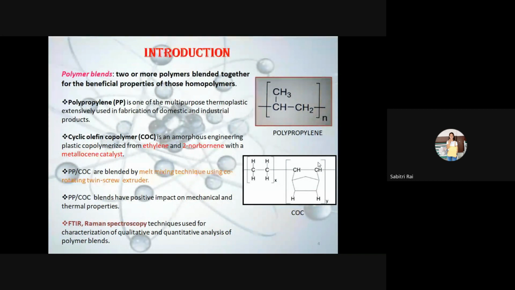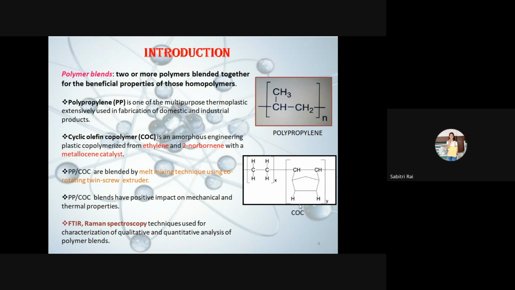Firstly, I will move on to the introduction. As you can see here on the screen, polypropylene is a multi-purpose thermoplastic. It has characteristics like excellent rigidity, outstanding fatigue resistance, superior chemical resistance, and it is a good steam barrier. And this is the molecular structure of polypropylene. Cyclic olefin copolymer is an amorphous engineering plastic, and it has characteristics like superior transparency, high glass transition temperature, good heat resistance and chemical resistance. And this is the molecular structure of the COC.